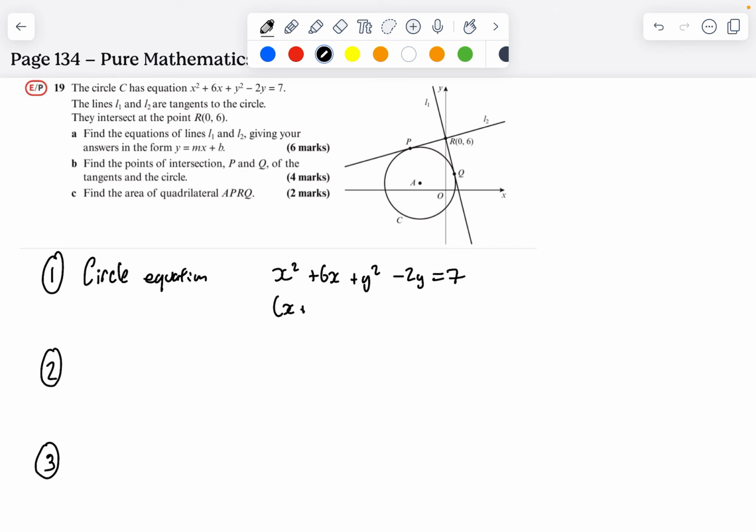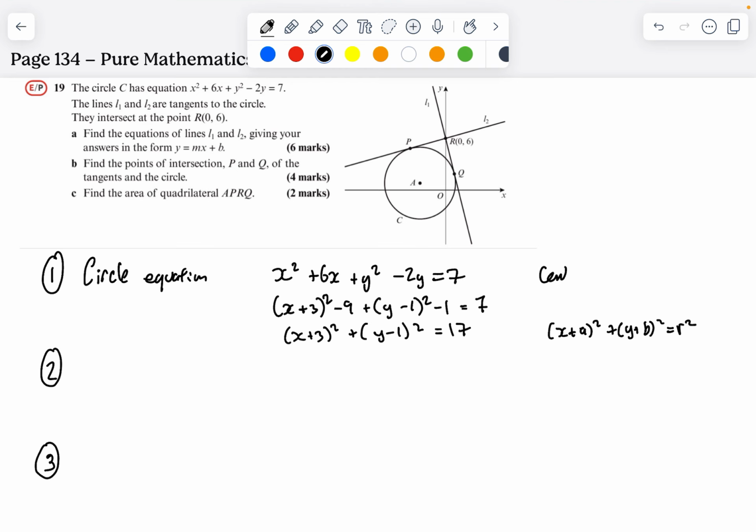Complete the square for the x. Complete the square for the y. Okay, now get rid of the constants. So okay, that is in our form: x plus something squared, y plus something squared equals r squared. And now we know that the centre is at minus 3, 1, and we know that the radius is the square root of 17.